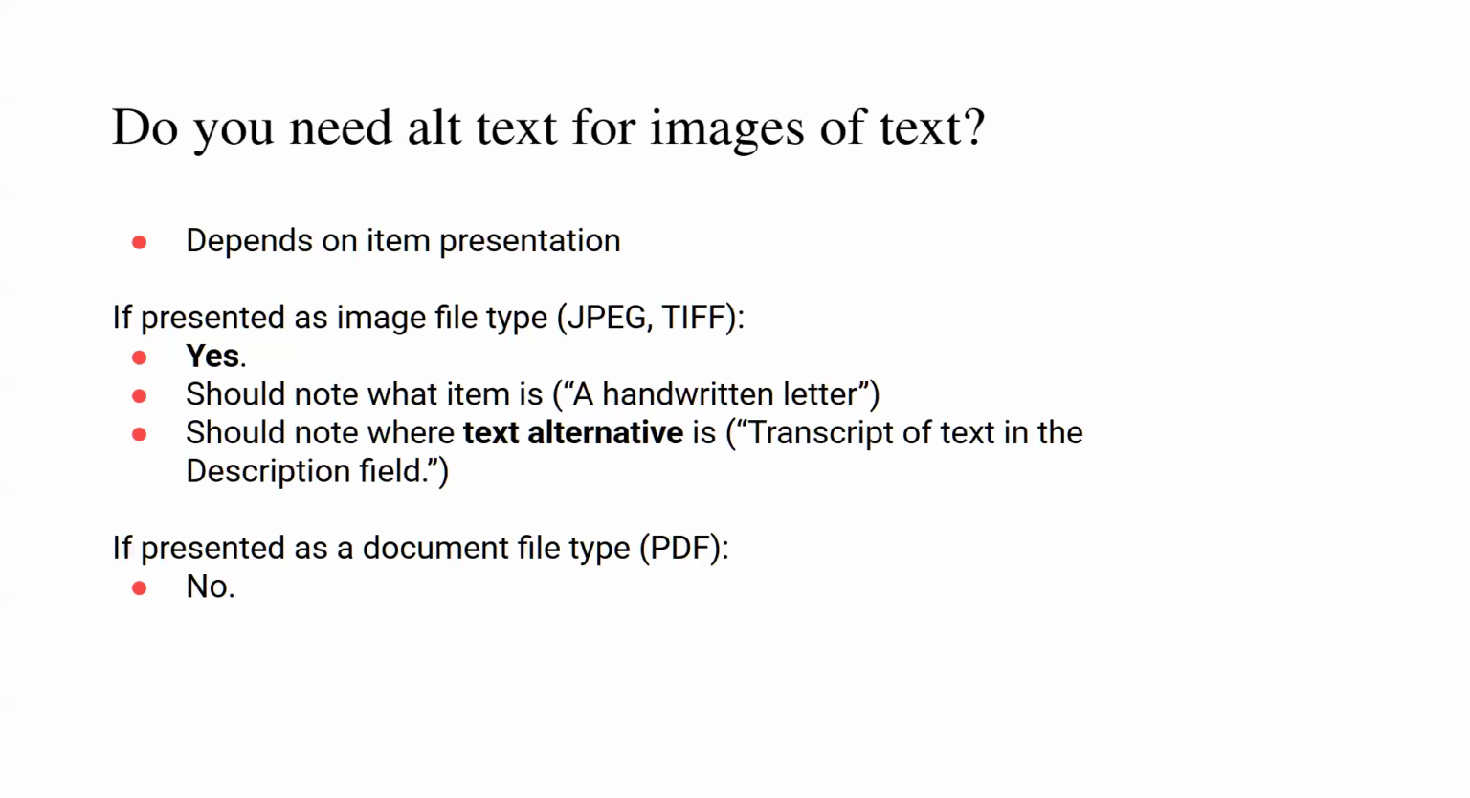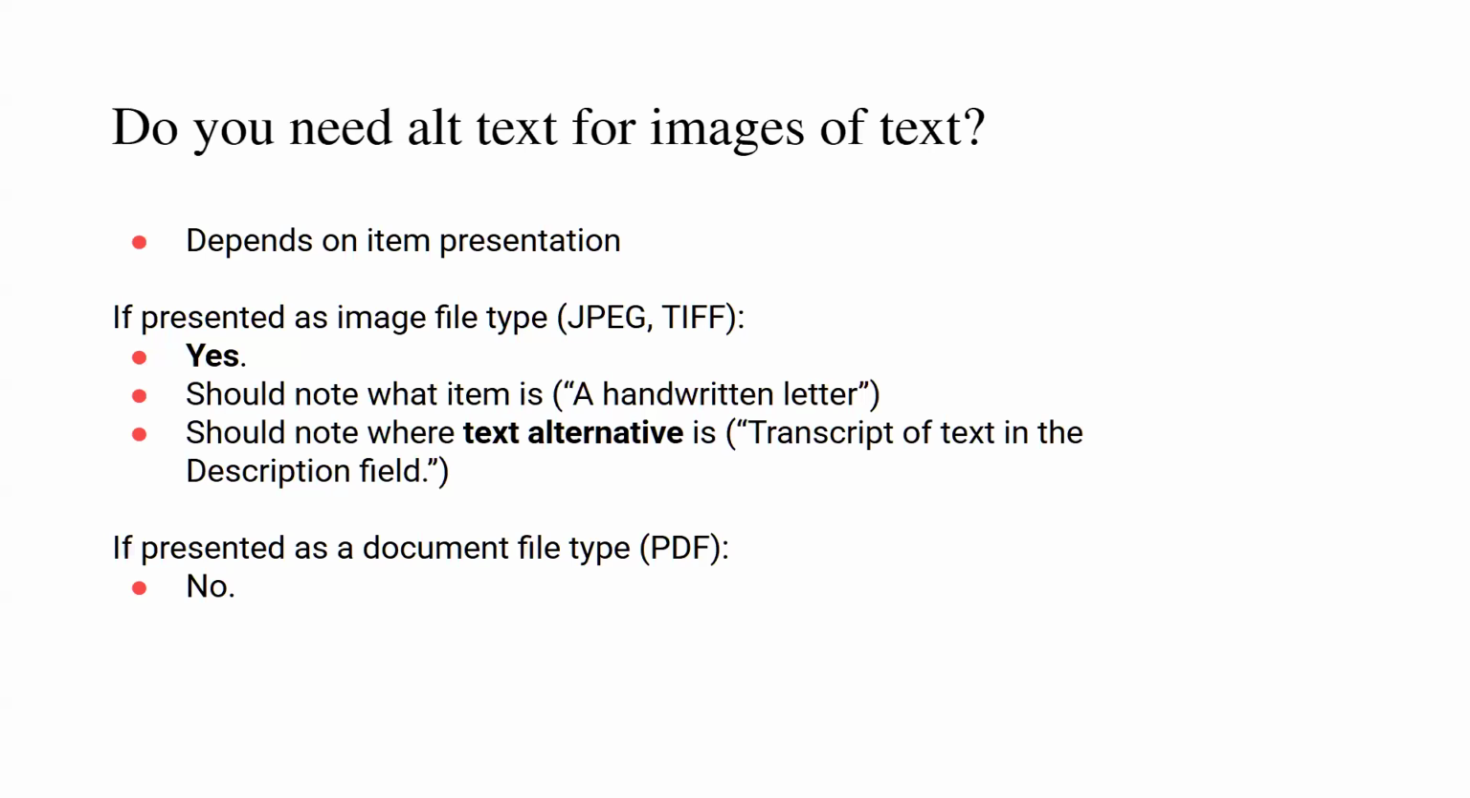And the first is alt text. Do you also need alt text for images of text? The answer is, it depends on how you are displaying that image of text to someone who is using it. If when a person goes to that item online, whether on JSTOR or another platform, it is presented as an image, so that's a JPEG, a PNG, a TIFF file, any image file type, then yes, you do also need alt text, right? Because there's still going to be an image on that page that the screen reader is not going to know what it is.